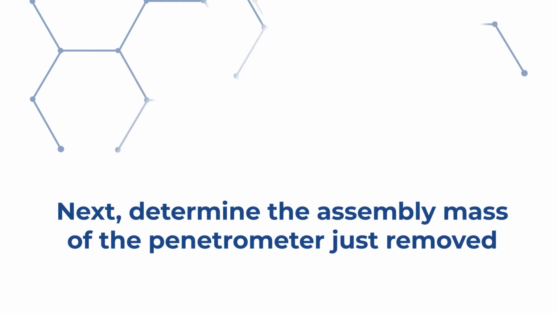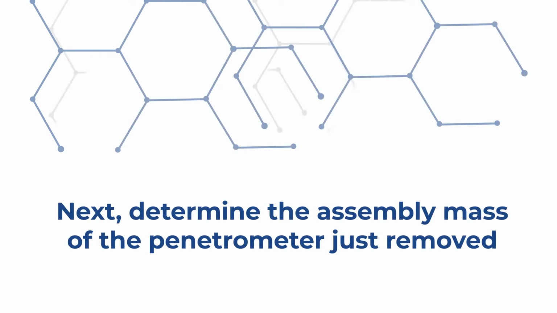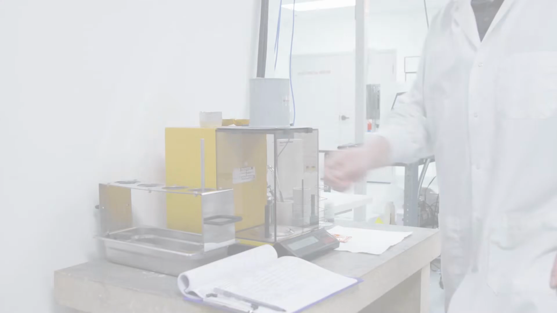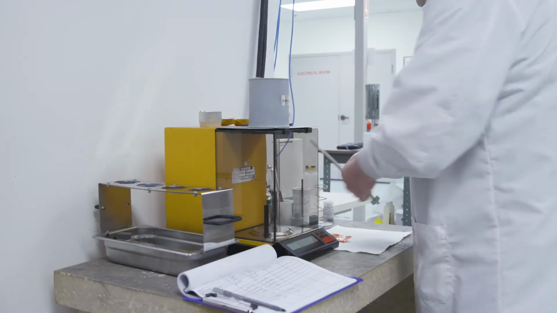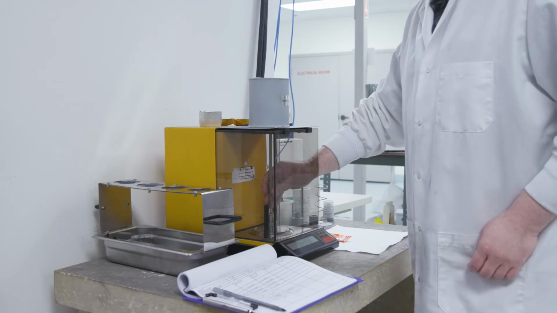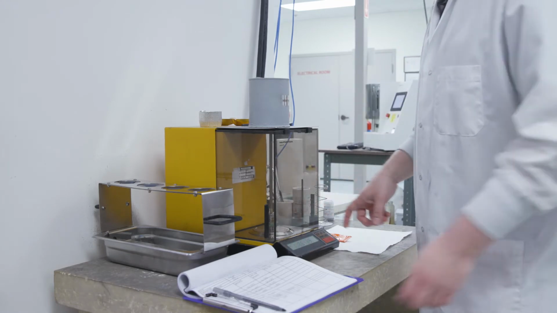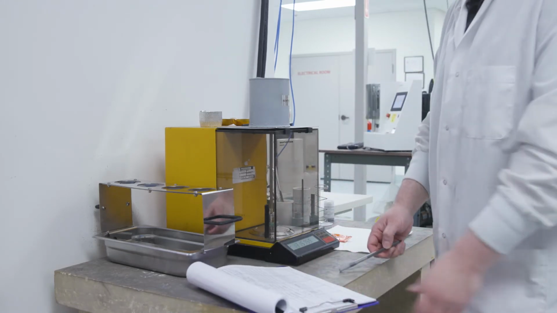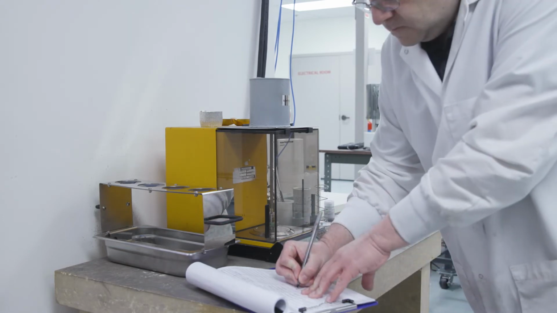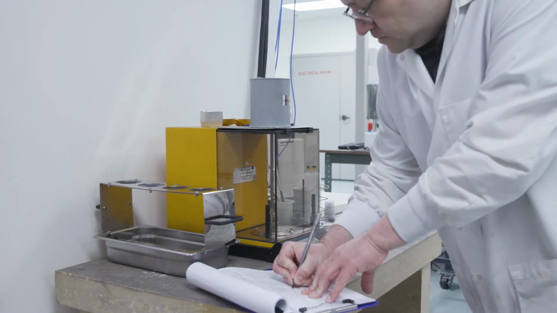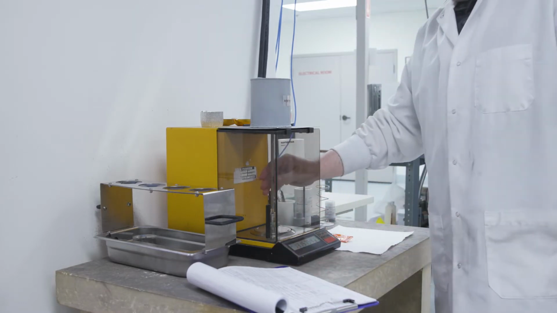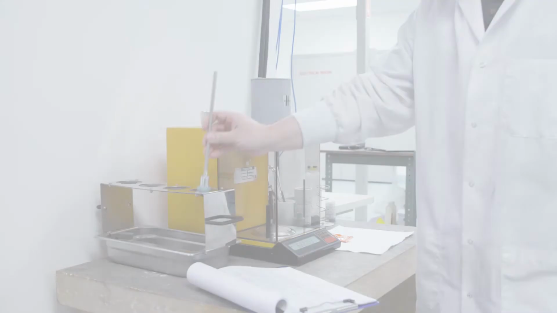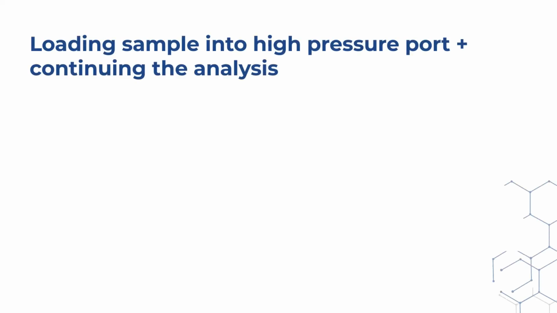The next step is to determine the assembly mass for the penetrometer just removed from low pressure. Since the penetrometer must be in the stem upward orientation, Chris will tare the balance and then set the penetrometer on its cap to determine the mass, which he records. This mass will be entered when we begin the high pressure analysis. And that is the next step, loading the sample into the high pressure port and continuing the analysis.